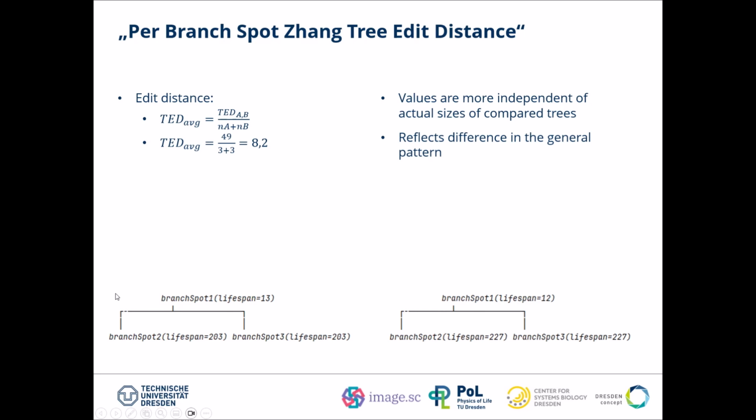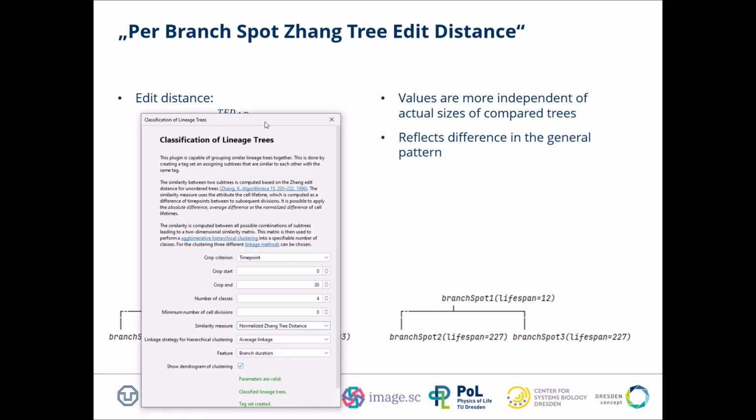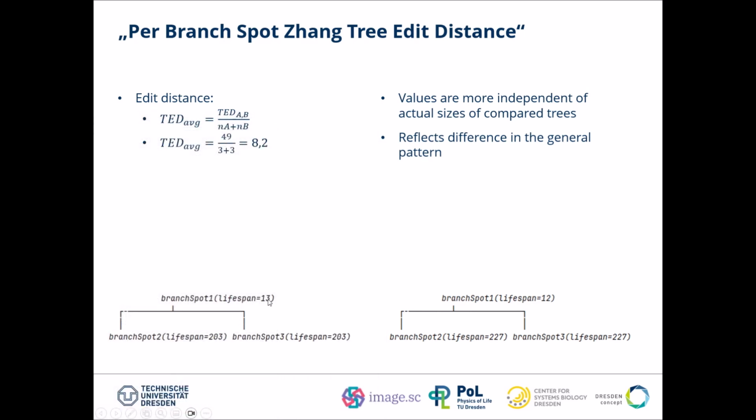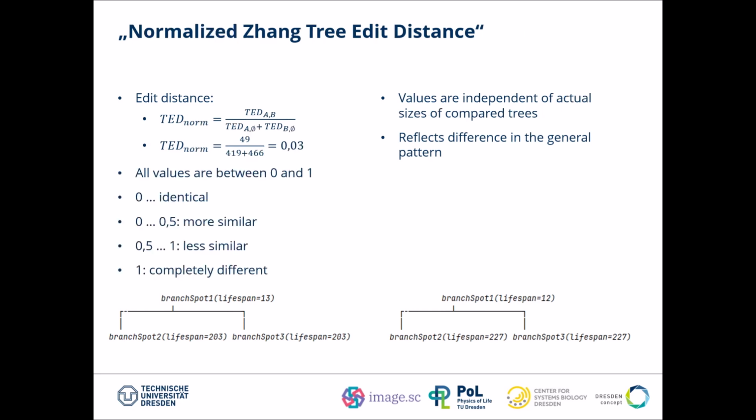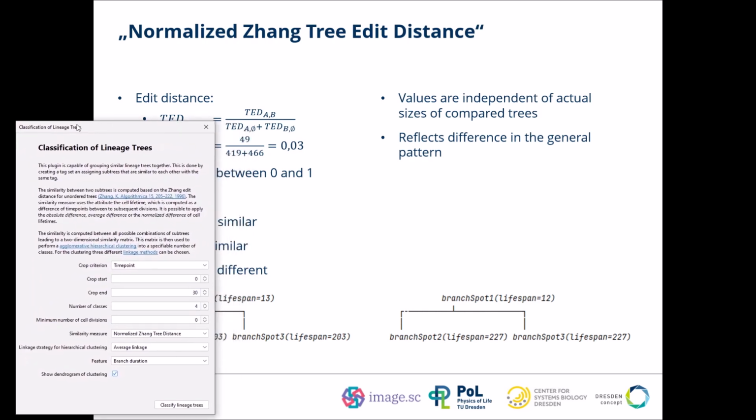And so in order to compensate for the fact that trees that are similar, just because they have more nodes, are not considered so similar by the tree edit distance, we came up with the possibility to select two measures that compensate for that. The first is the per branch spot sum tree edit distance that you can select here, and it does the following. It takes these two trees which have a tree edit distance of 49, as you can see here, and divides that by the total number of branch spots included in the two trees. That results in a tree edit distance of 8.2, and these values are a bit more independent of the actual sizes of the compared trees and reflect more the difference in the general pattern. And the second one, we call the normalized sum tree edit distance. It is available for selection in that dialog as well.